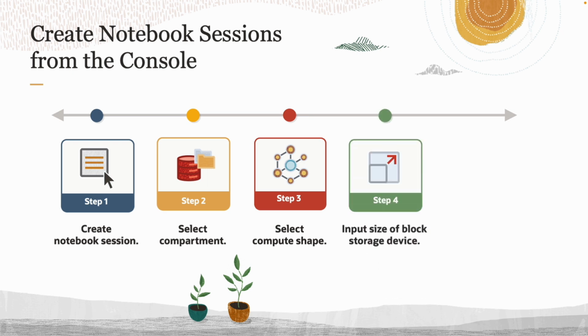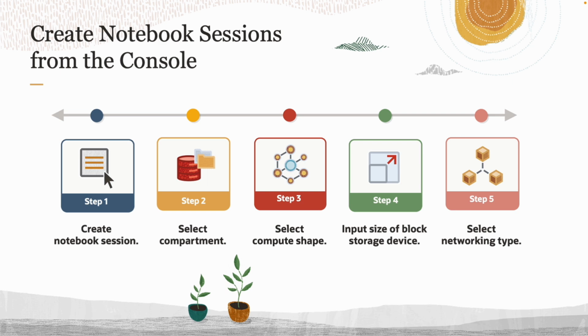Input a value for the size in gigabytes of block storage that will be attached to this notebook session. The minimum value is 50 gigabytes and the maximum value is 10,240 gigabytes. Select your networking type, depending on what you need to access from this notebook session. If you select Custom Networking, select your desired VCN and subnet. Then click Create. Remember that notebook sessions do take a few minutes to start up. When your notebook session is active, you will see the Open button enabled.